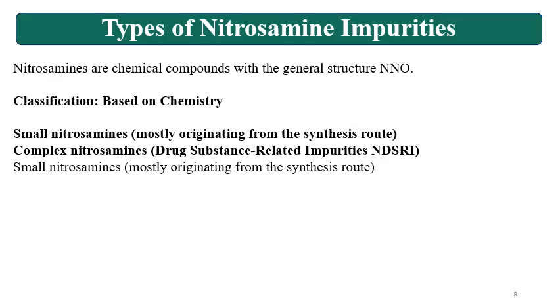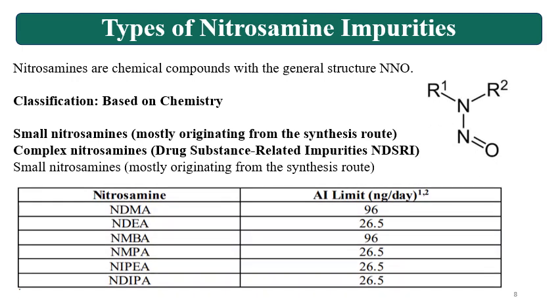Then coming to the nitrosamine type of impurities. These are the impurities with a nitroso group, or N-N=O functional group. Based on the classification by chemistry, we can divide these nitrosamine impurities as small nitrosamines, mostly originating from the synthesis route, and the complex nitrosamines. These are the bigger, larger molecule impurities. These are known as nitrosamine drug substance related impurities, NDSRIs, and these are mostly originating from the synthesis route.